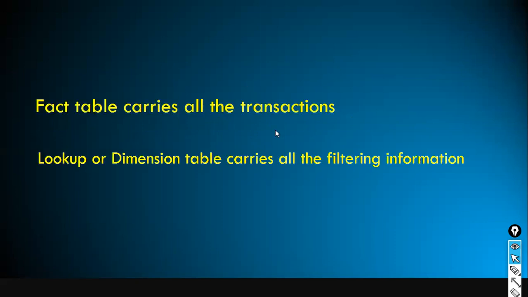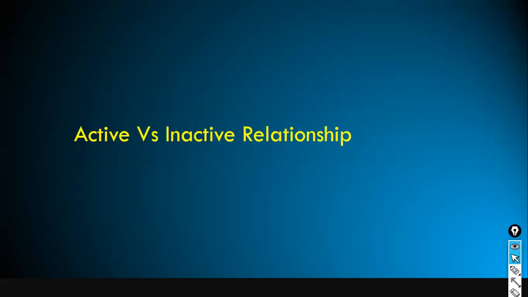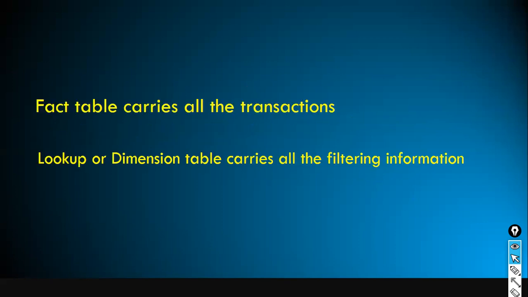The fact table carries all the transactions, whereas the lookup or dimension table carries all the filtering information. We can say it that way also. Okay. So the next topic is active versus inactive relationship.